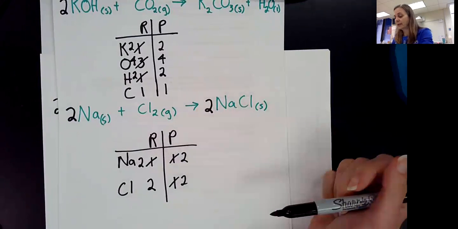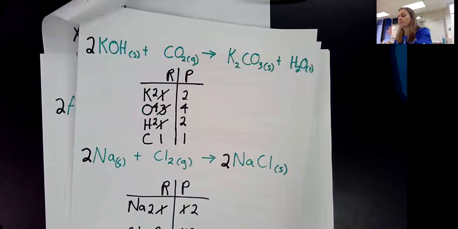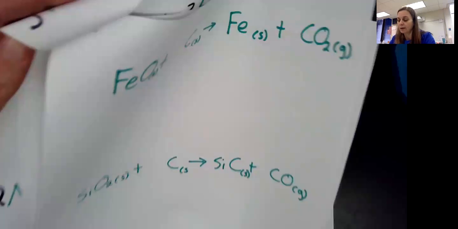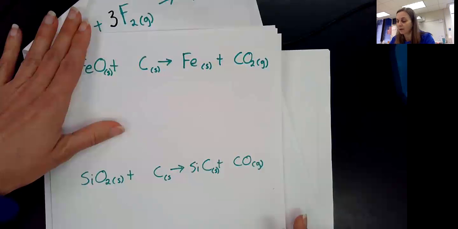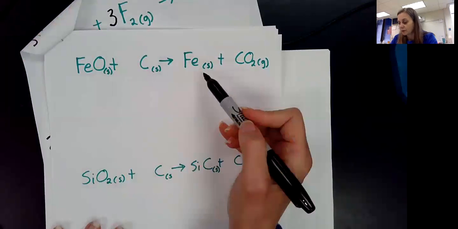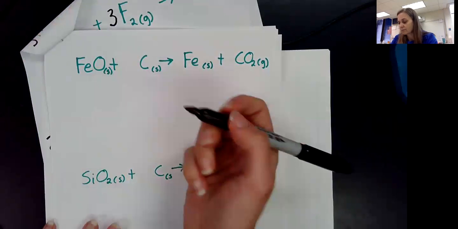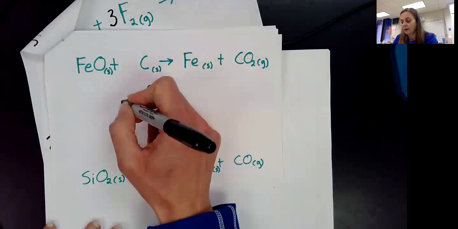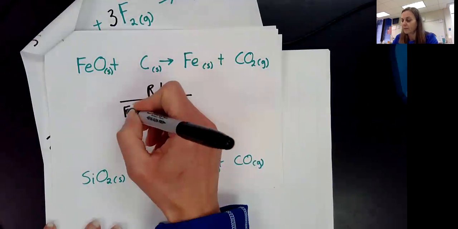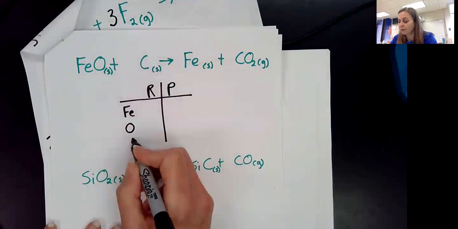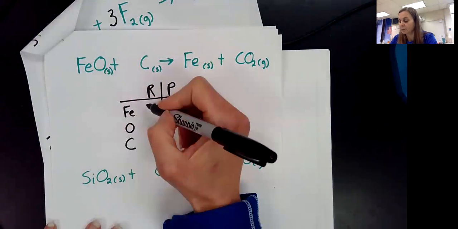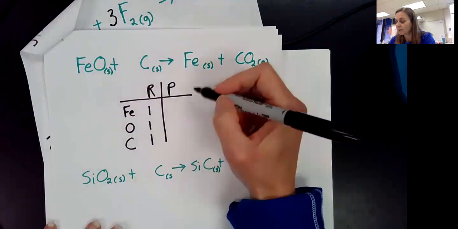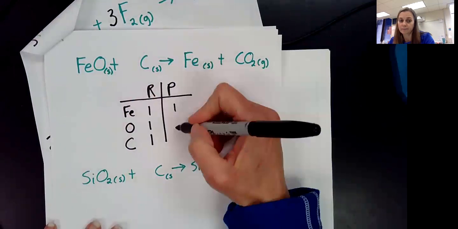Moving on to the next couple of problems. So we have iron 2 oxide reacting with carbon to give us iron and carbon dioxide. So T-chart, iron, oxygen, and carbon. So I have 1 iron, 1 oxygen, 1 carbon. On the product side, I have 1 iron, 1 carbon, and 2 oxygen.